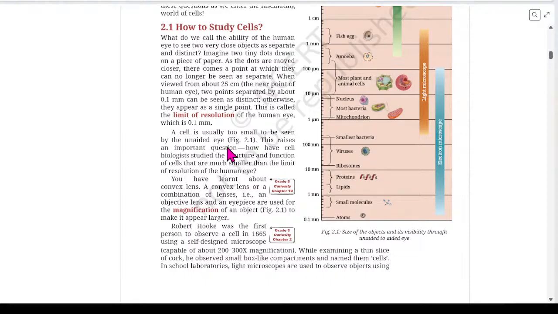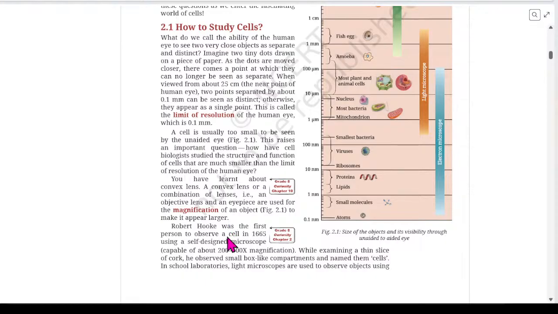This raises an important question. How have cell biologists studied the structure and function of cells that are much smaller than the limit of resolution of the human eye? You have learned about convex lens. A convex lens, or a combination of lenses, that is an objective lens and an eyepiece, are used for the magnification of an object to make it appear larger.